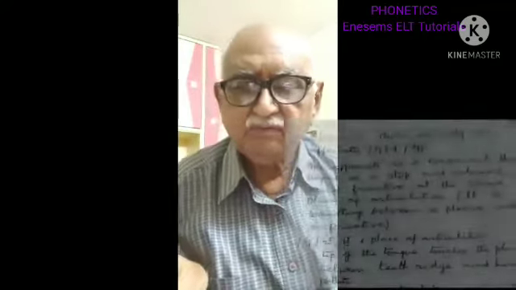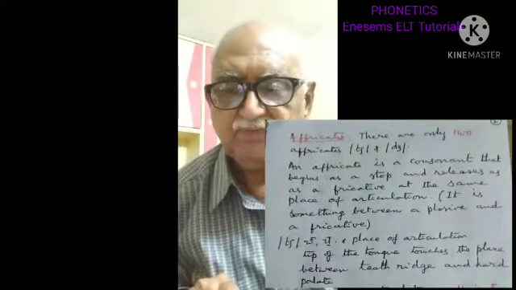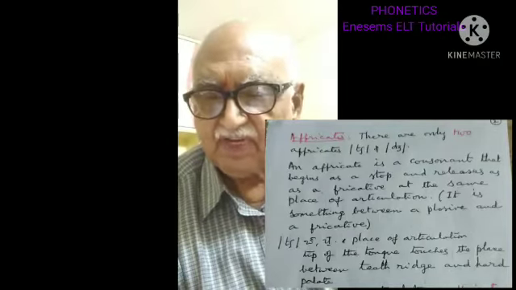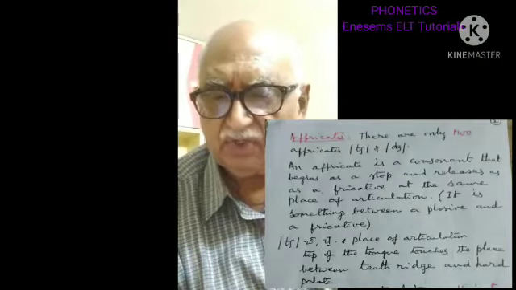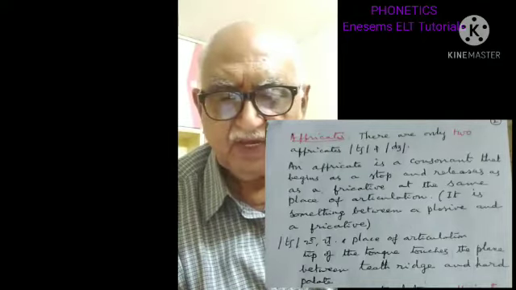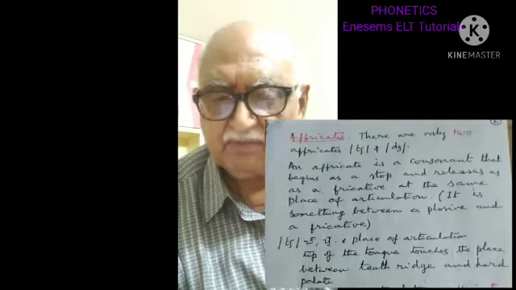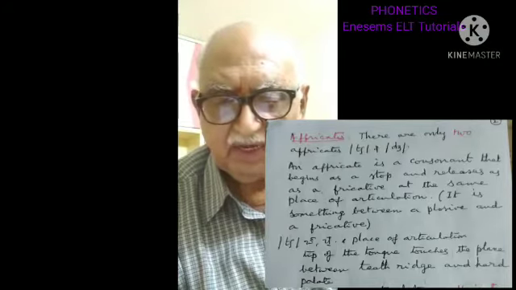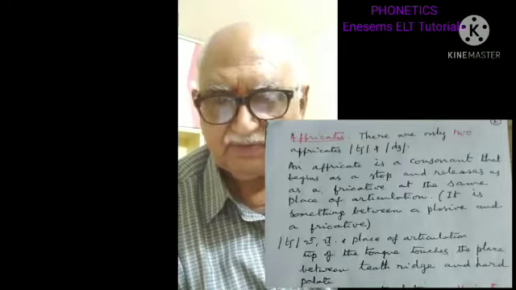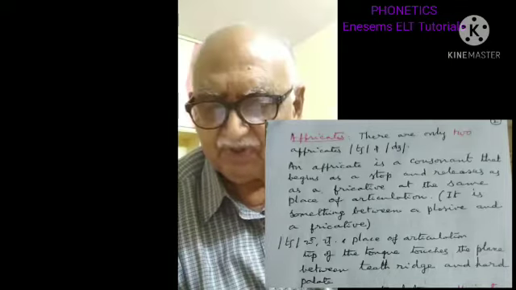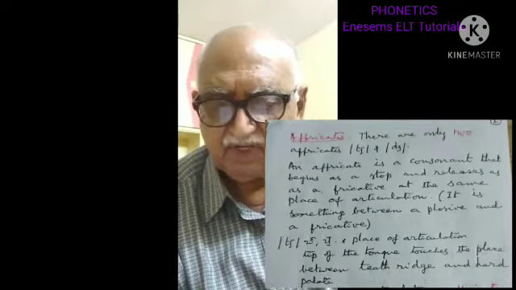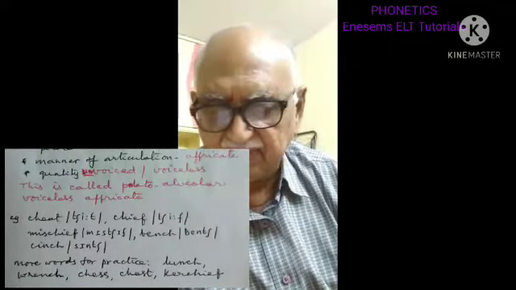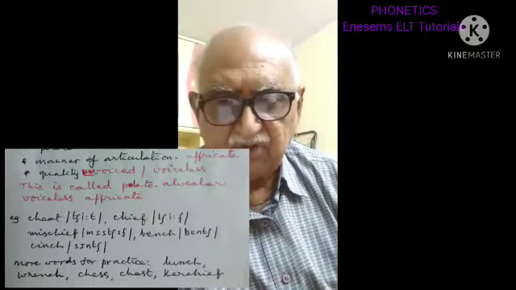Next, affricates. There are only 2 affricates, ch and j. An affricate is a consonant sound that begins as a stop and releases as a fricative at the same place of articulation. It is something like between a plosive sound and a fricative sound. Place of articulation, tip of the tongue touches the place between teeth ridge and hard palate. Manner of articulation affricate. Quality unvoiced or voiceless.